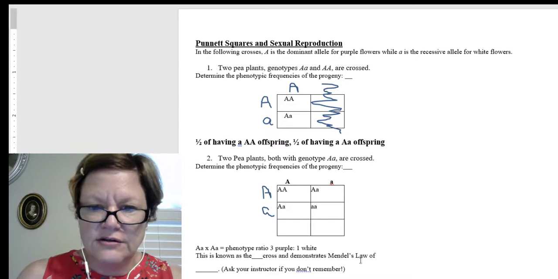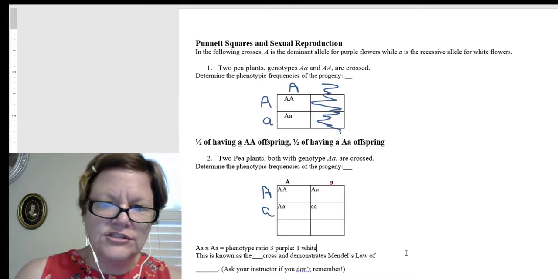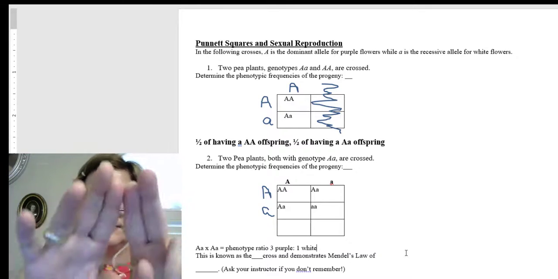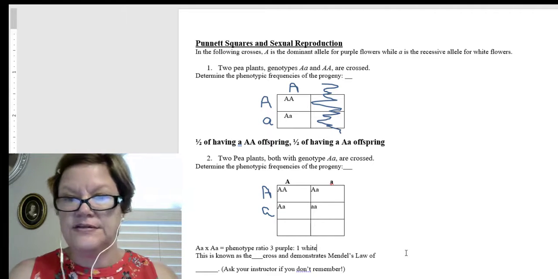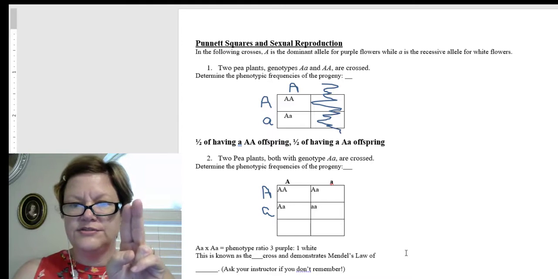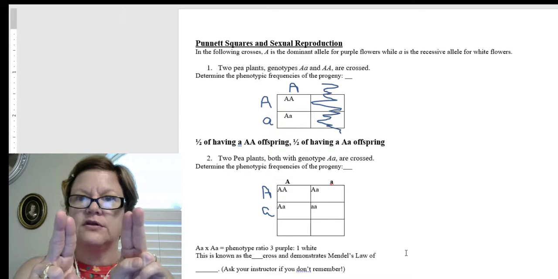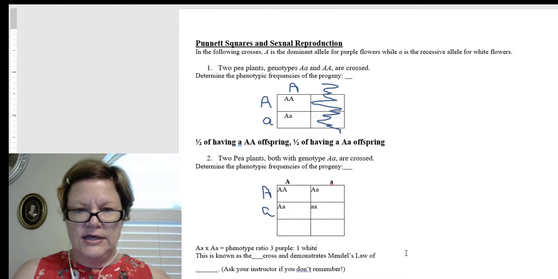And this demonstrates Mendel's Law of segregation. And segregation is really what's happening in meiosis, that the separation of the alleles happens in anaphase 1 of meiosis, so that if you have a big A on a large chromosome and a little a on the other copy of the large chromosome, that they get separated into different product cells in meiosis.